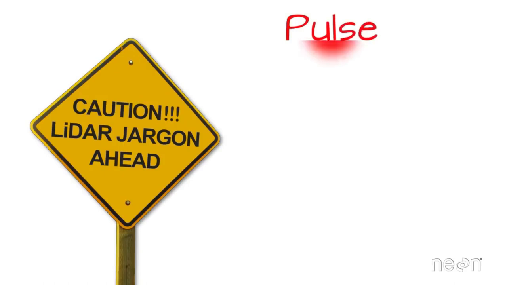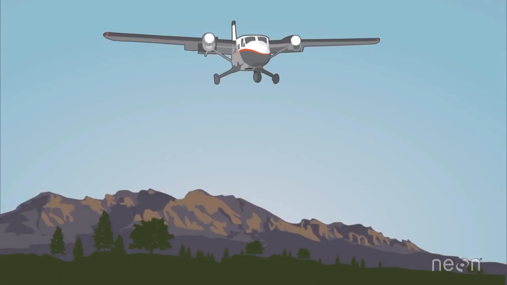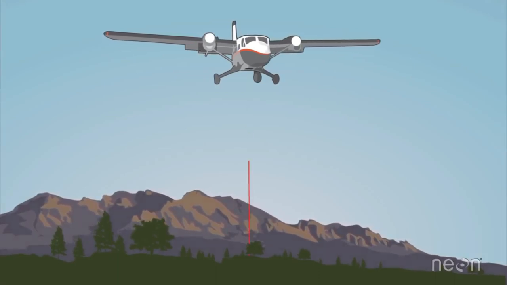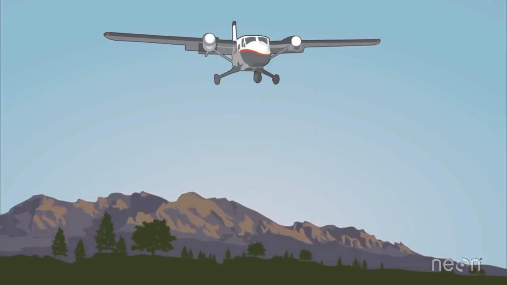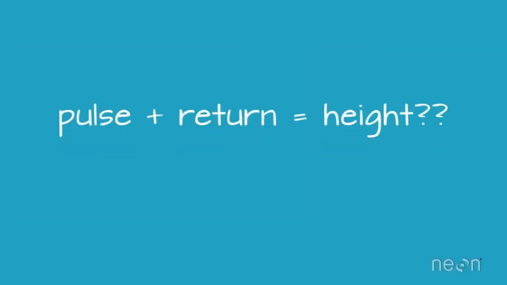First, let's define the word pulse. A pulse simply refers to a burst of light energy that is emitted by the LiDAR system. And second, let's define the word return. Return refers to reflected light energy that has been recorded by the LiDAR sensor. So pulses of light energy travel to the ground and return back to the LiDAR sensor. Now we're speaking LiDAR.